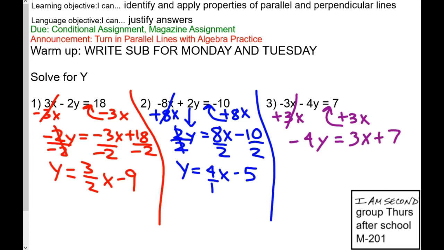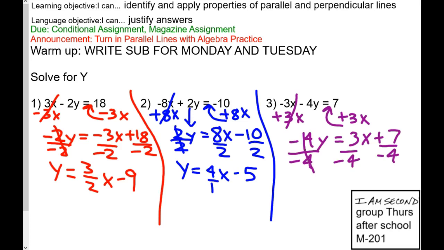Last step. What's always my last step? How do I get rid of this number in front of y? Divide. It's always divide, and by the exact same thing, right? So divide by negative 4. Everything divided by negative 4.